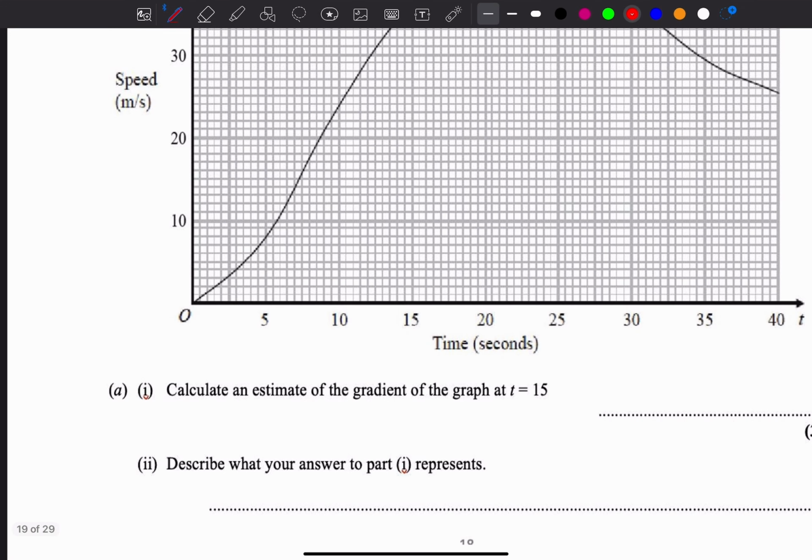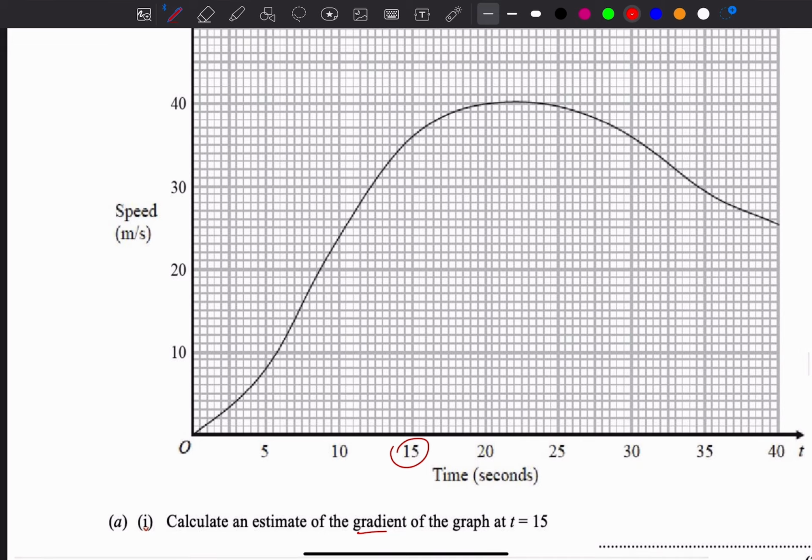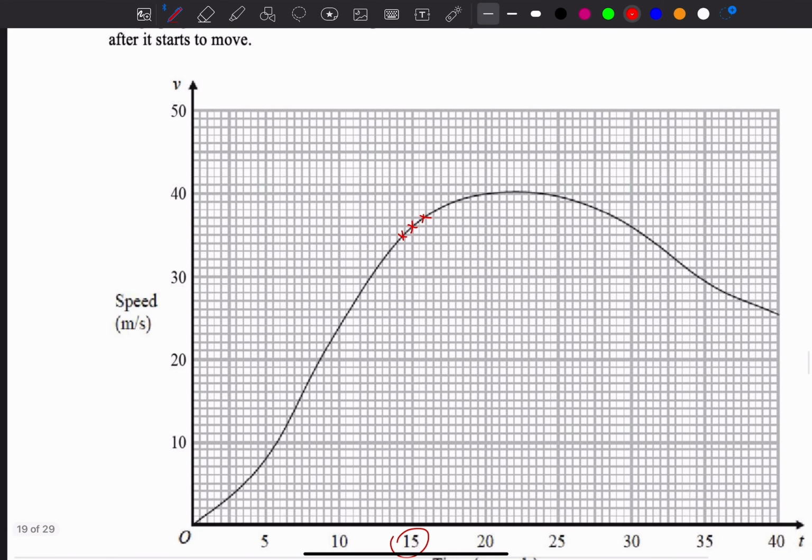Calculate the gradient at t is 15. Gradient means you draw the tangent at t is 15. So you go to 15 on that second. You put a cross, one cross after, one cross before. From the first to the last cross, join them. Always pick nice numbers. I'm going to go from here to here, up to there.